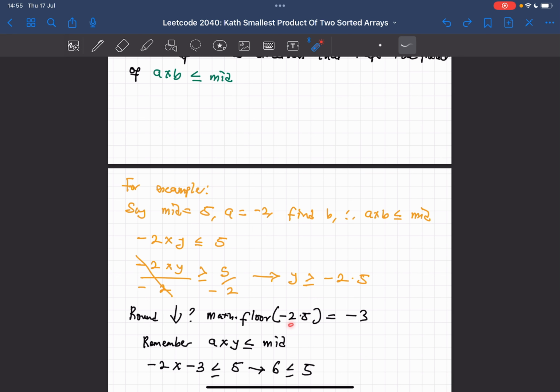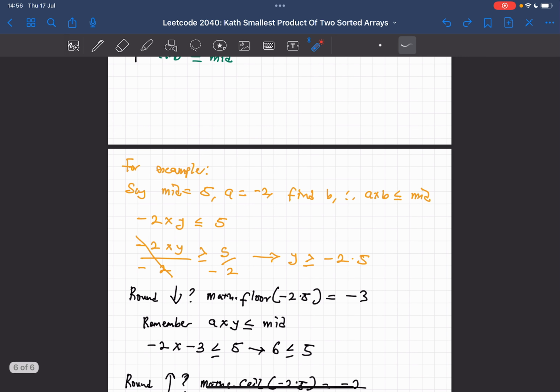If we round down, it means that we'll have negative 3. Now, let's see if multiplying negative 3 by a preserves the state of this equation. Remember, a times y is less than or equal to mid. So if negative 2 times negative 3, that gives us 6 is less than or equal to 5. But that is not mathematically correct, right? That is not mathematically correct.